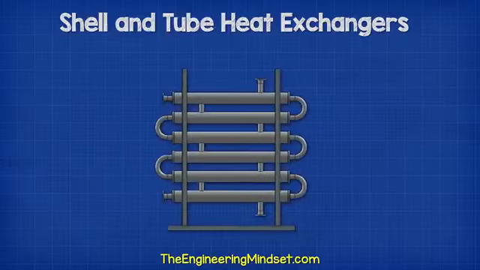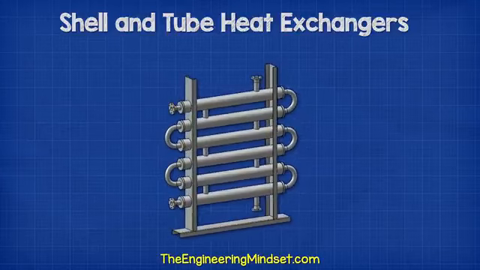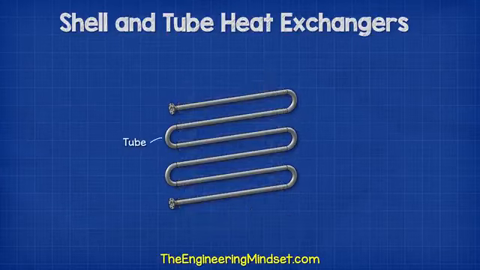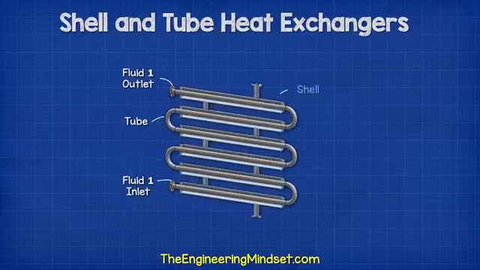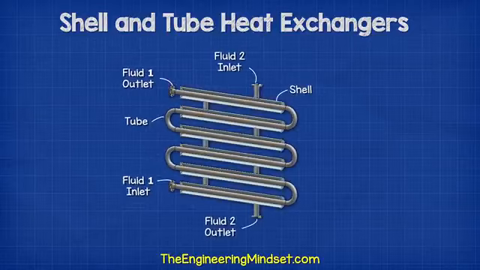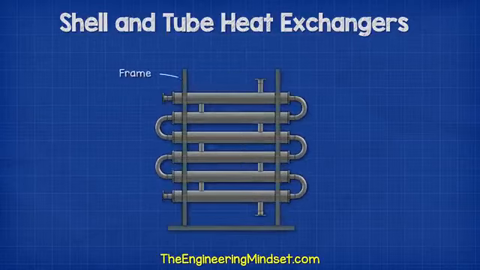Double pipe or tube-in-tube type heat exchangers will look something like this. This is similar to the shell and tube heat exchanger because essentially we just have a tube which runs back and forth a number of times between an inlet and an outlet. This is surrounded by a shell which has another inlet and outlet. A metal frame will hold the unit in place.